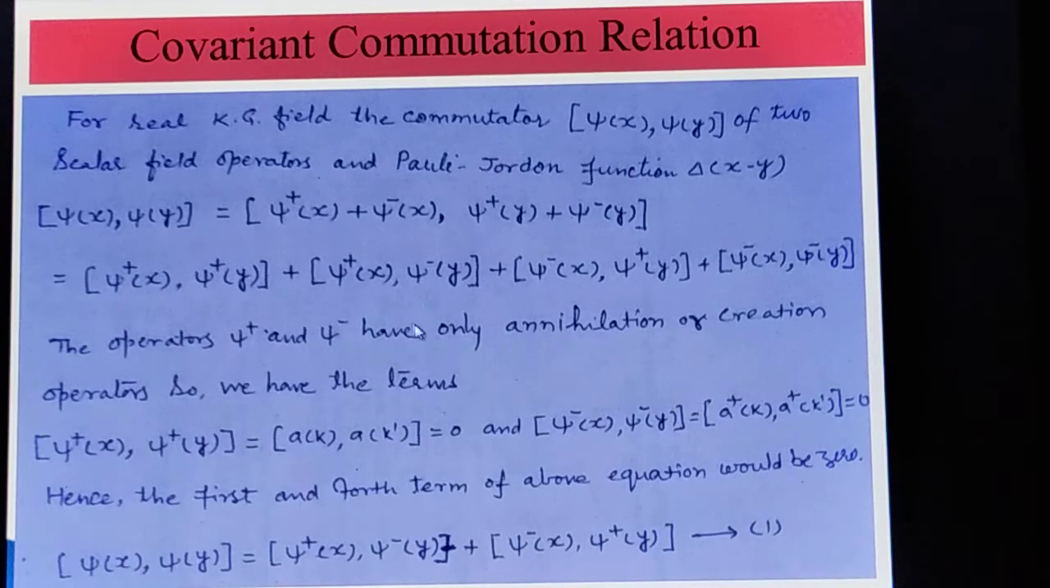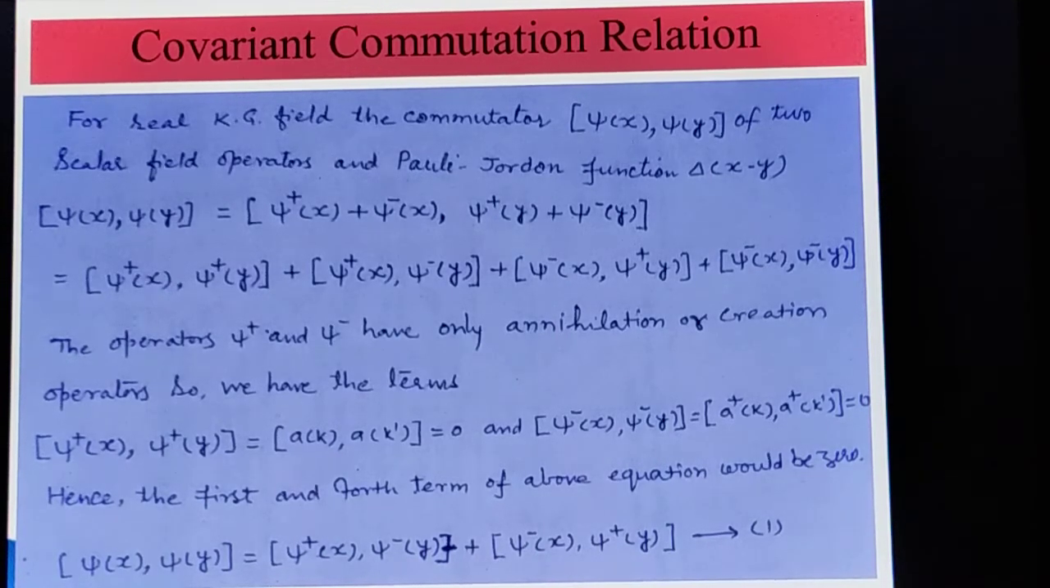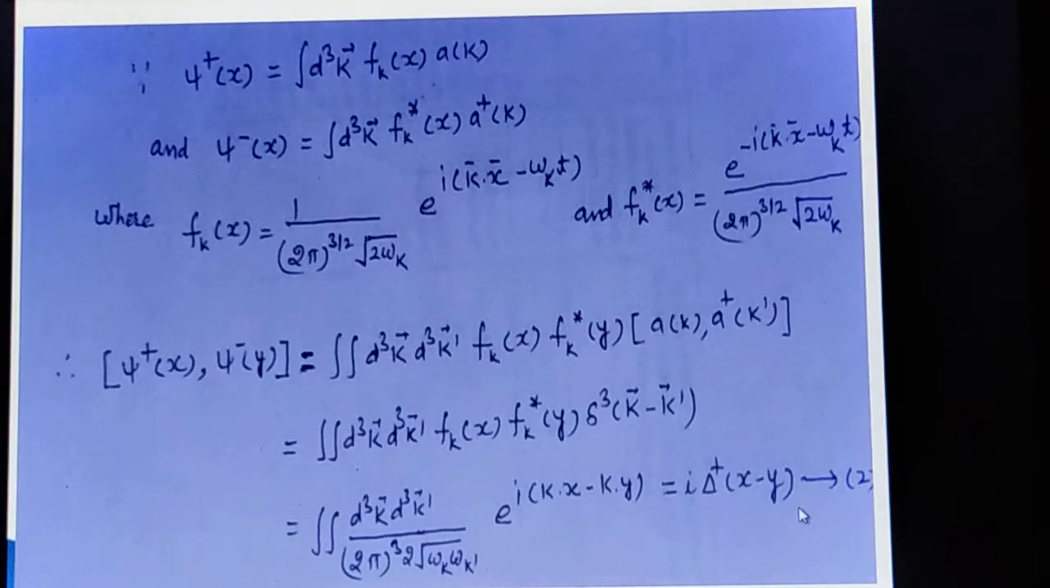So the first and fourth commutators will be equivalent to 0, and you now have the commutator of psi x, psi y equivalent to the commutator of psi plus x comma psi minus y plus the commutator of psi minus x comma psi plus y. So this is equation number 1.